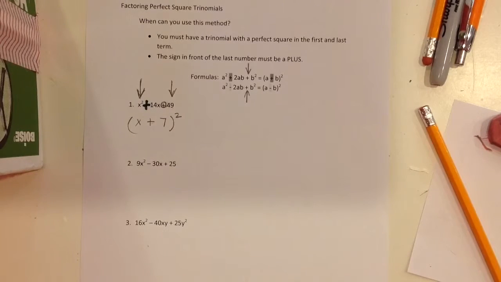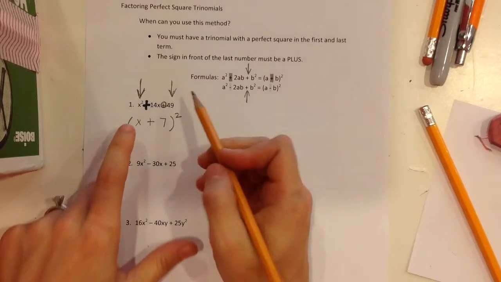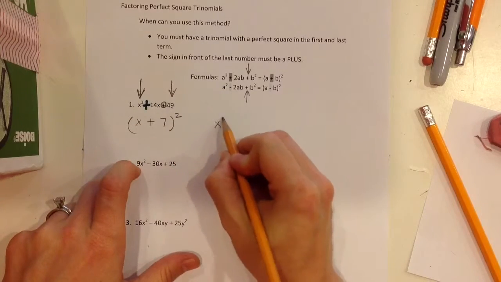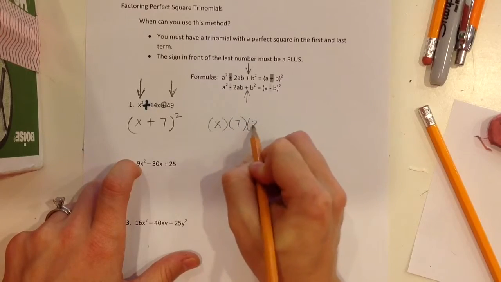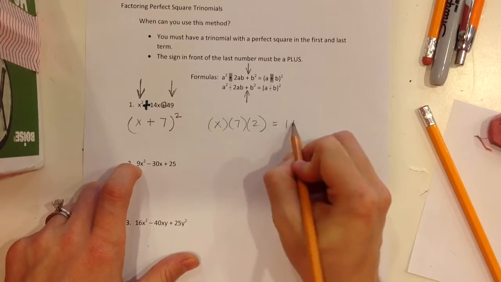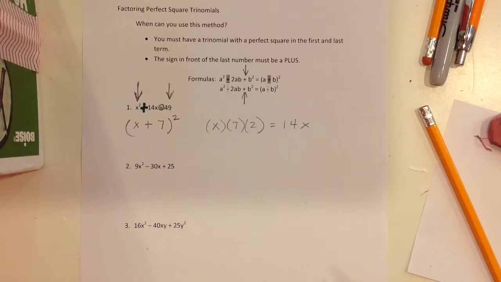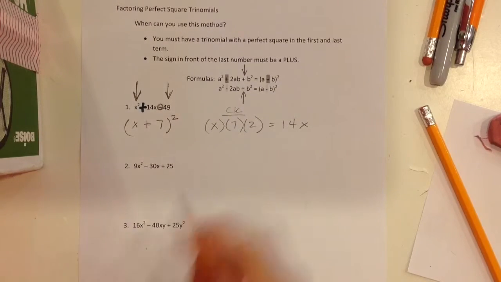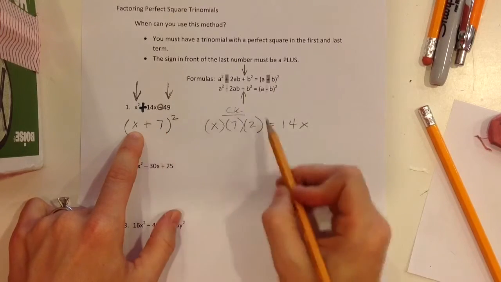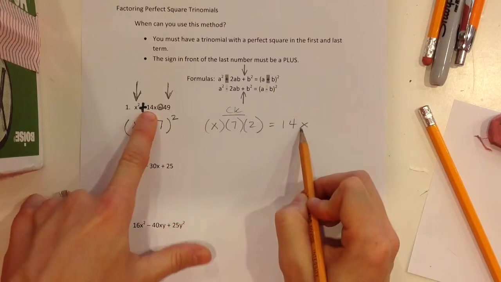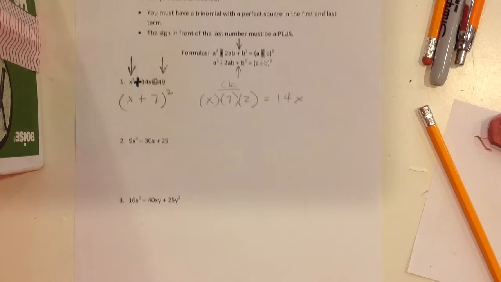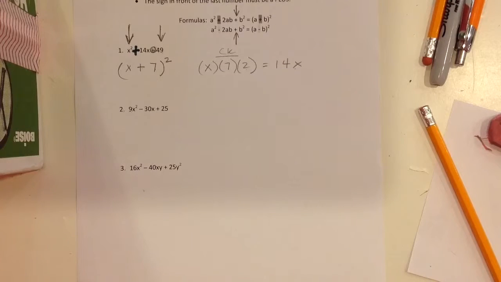All right? Now, a lot of people like to check things. I want to check to make sure that this is the correct answer. If you multiply the first times the last times 2, so x times 7 times 2, do you get your middle term? Yes. So this is a check to make sure that you have a perfect square trinomial. The first times the last times 2. 14x is my middle term, so that's a perfect square. So perfect square trinomial works. Yay! Let's go to number 2 and let's do the same thing.